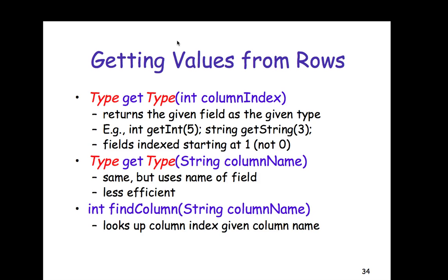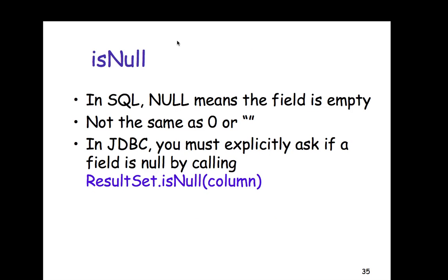In terms of the string, it's the same, but it uses the name of the field, so it's less efficient. We can get the information out of the result set by the name of the column or by the index. Find columns looks up the column index given the column name. So we can find out that information. We can have support for null. They don't get this in PHP or other languages. I wouldn't use JavaScript to connect to a database, actually. PHP is very common now. You see PHP with MySQL used all the time for database connectivity. Usually if they're using PHP, they're using MySQL for some reason.